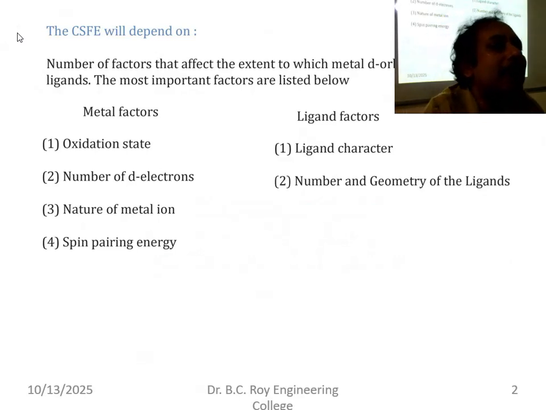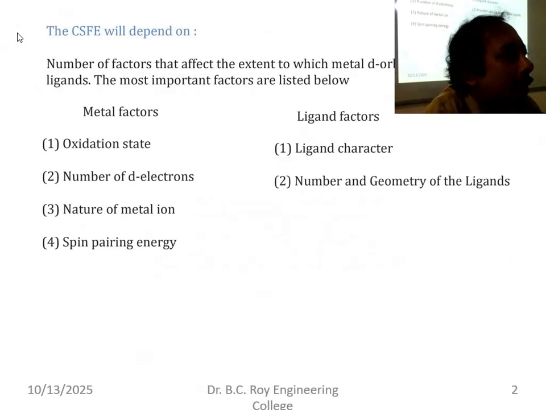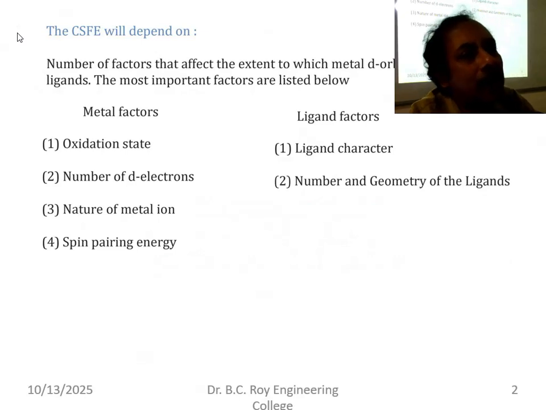Now this splitting energy depends on certain factors that are in front of you: metal factor and ligand factor. What are the metal factors? Oxidation state, we will be discussing one by one. Higher the oxidation state, more will be the attractive force. Suppose Fe3+ and Fe2+. Fe3+ has higher oxidation state, so it has a more attractive force also, and as a result the splitting will be more. So CFSE will be higher for the higher oxidation state.